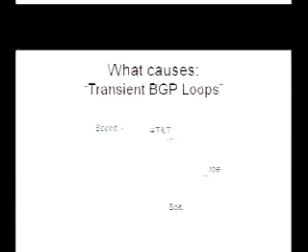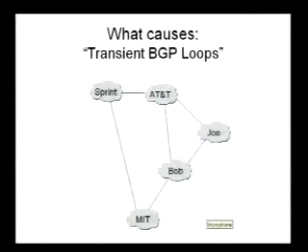So what exactly is a transient BGP loop? Let's take an example where we've got a couple of Tier 1 ASs and a couple of regional ISPs. Let's call them Joe Regional ISP and Bob Regional ISP. And then we've got an edge network. Let's assume that Bob is a customer of Joe. Just say Joe has some connectivity to somewhere else on the network, and so it's worth it to Bob to have Joe as a provider.